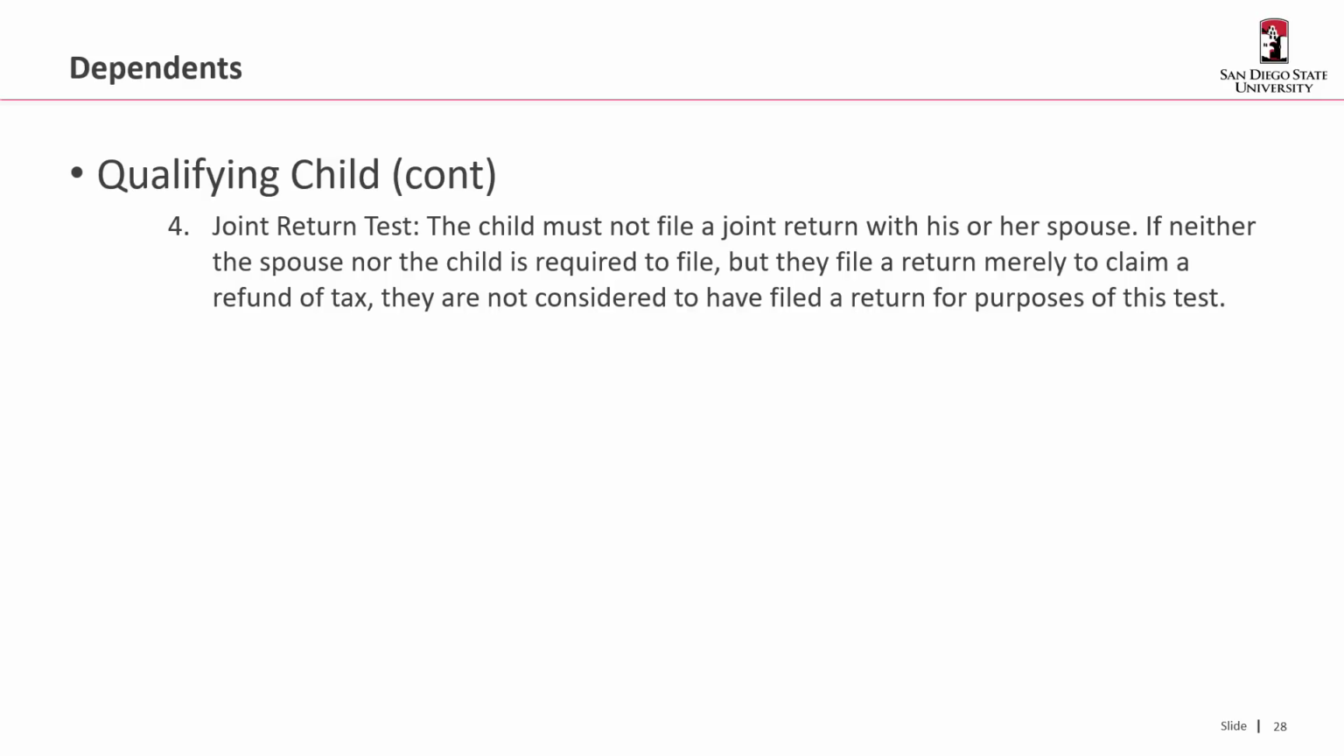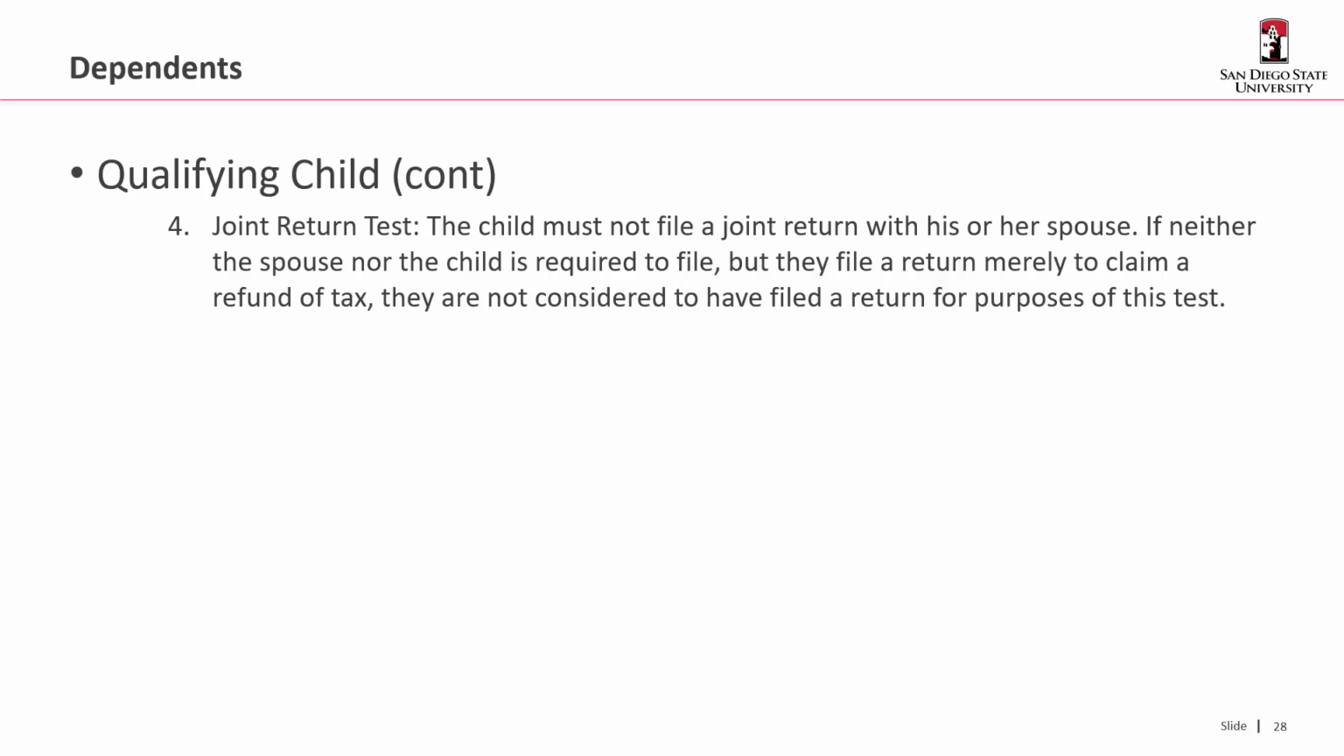Test number 4, the joint return test. So this person you're claiming as a child must not file a joint return with his or her spouse. So for example, if the person I'm trying to claim files married filing jointly, that creates a problem. However, there's an exception because, well, there's always an exception, right?